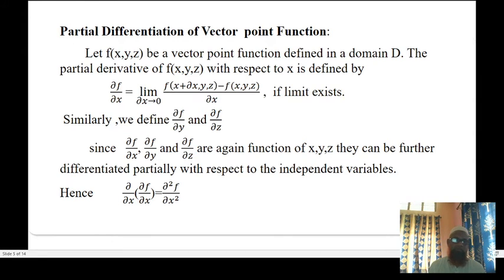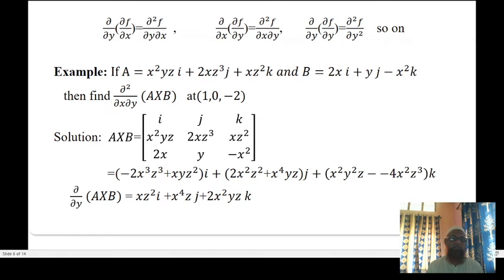Since dou f by dou x, dou f by dou y and dou f by dou z are again functions of x, y, z, they can be further differentiated partially with respect to the independent variables, that is x, y, z. Hence, dou by dou x of dou f by dou x is dou square f by dou x square, that is second derivative of f. And dou by dou y of dou f by dou x is dou square f by dou y dou x. Dou by dou x of dou f by dou y is dou square f by dou x dou y. Dou by dou y of dou f by dou y is dou square f by dou y square, and so on.